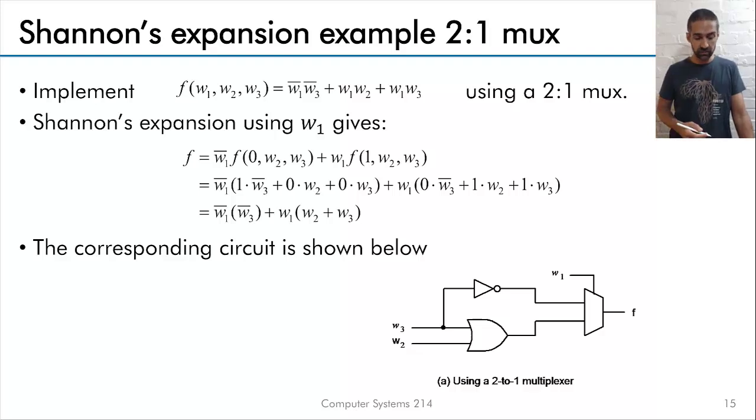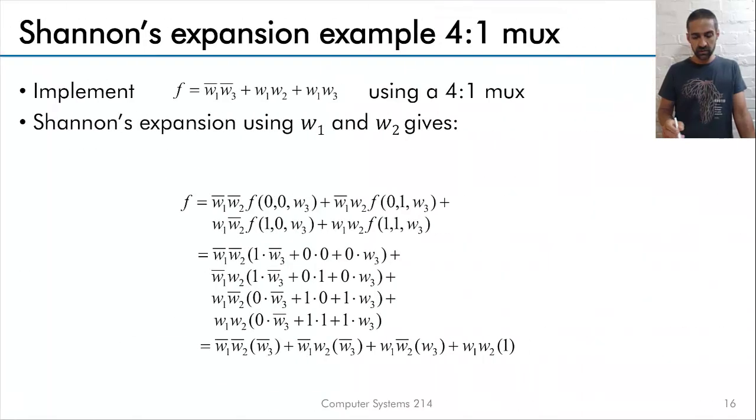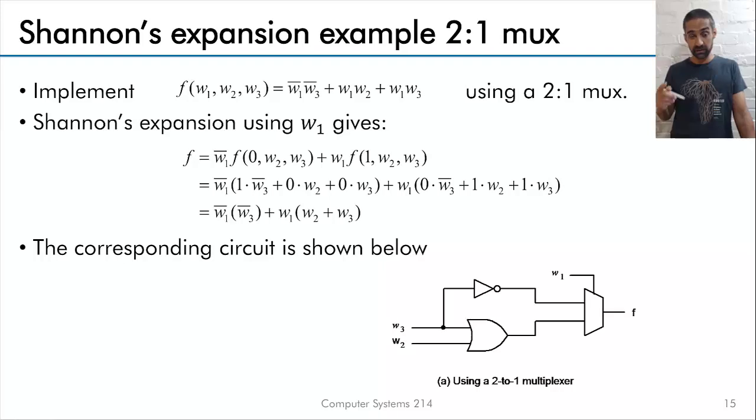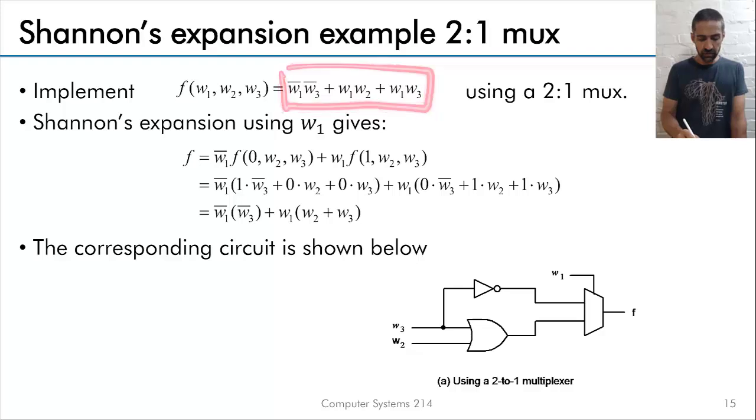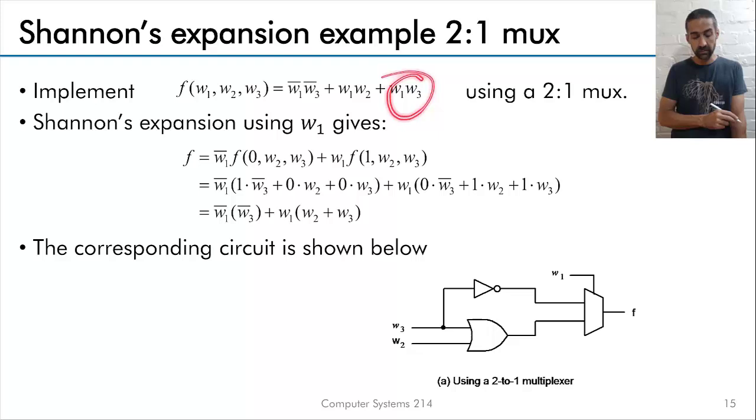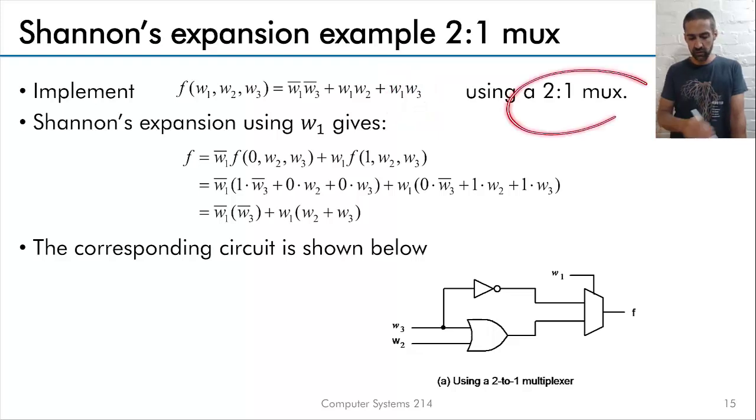So let's look at an example. Again, the important part is to understand that you need to think about whether it's a 2-to-1 or a 4-to-1 multiplexer, so always remember this. In the exam, we'll say 2-to-1 multiplexer, do this with Shannon's expansion theorem. So this is the function that we want to do: not W1, not W3, plus W1 W2, plus W1 W3. And the question says, use a 2-to-1 multiplexer. How do we do this?